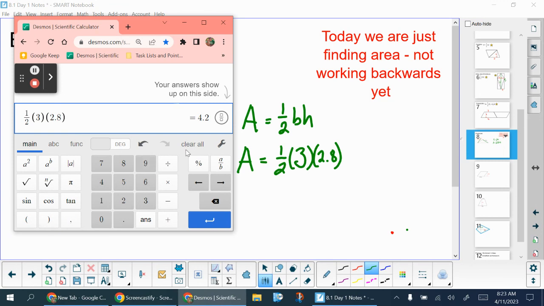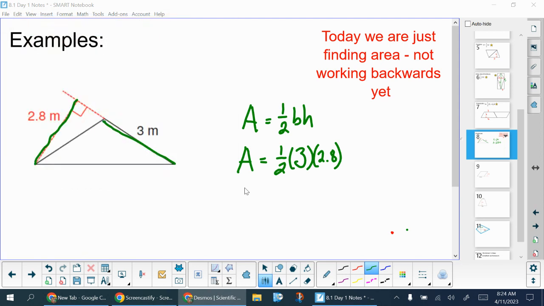And there's my area, 4.2. If they give you one of the sides as a decimal, leave it as a decimal. But Desmos can, of course, do things as fractions if one of the sides is given as a fraction. So 4.2. And since our lengths were measured in meters, we have square meters. Usually you will read this as square meters.